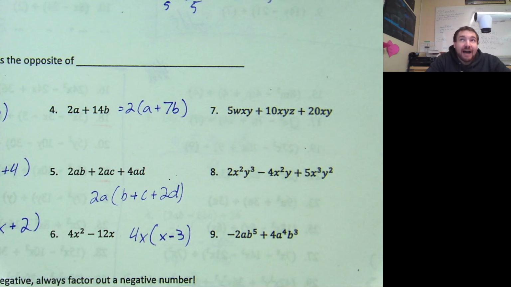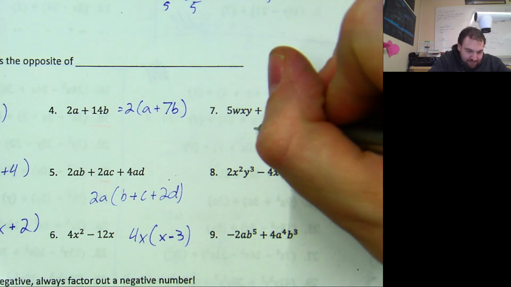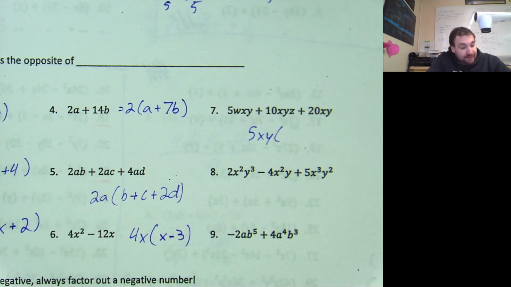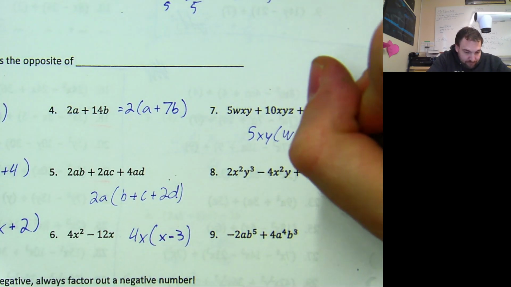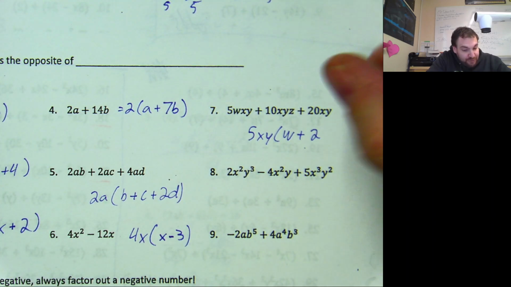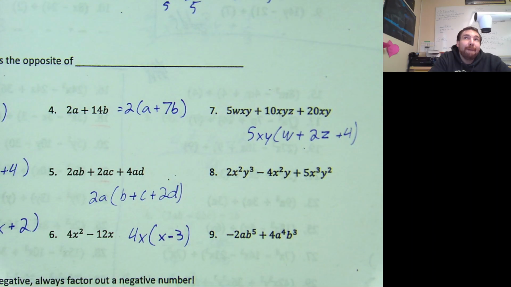Absolutely. Number 7. Someone other than Carolyn or Danny. Yes, I see that hand. Chelsea. 5xy is your greatest common factor. That is correct, leaving you with what? w plus 2x plus 4. Careful with the second term. 2z plus 4. Good. Anyone have a question about what Chelsea just did?